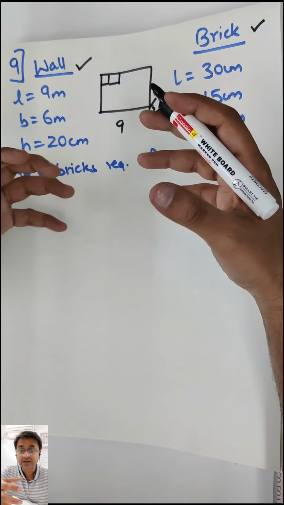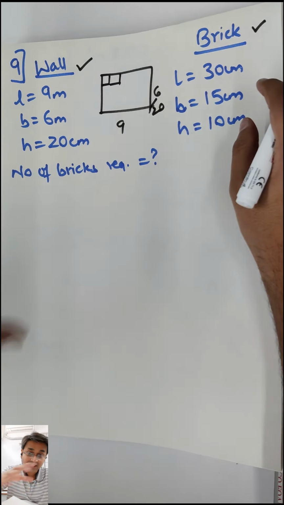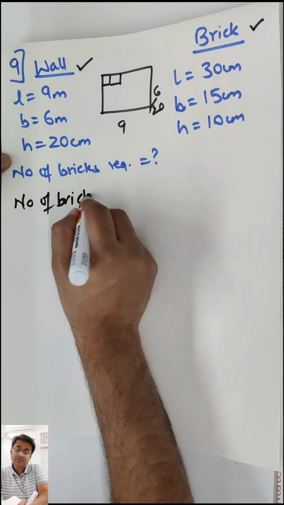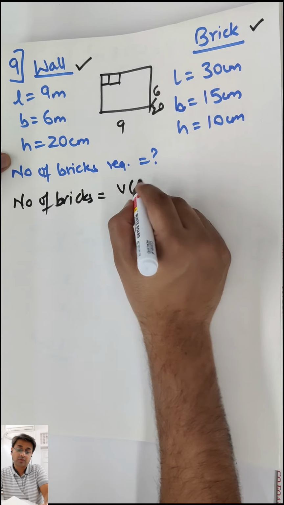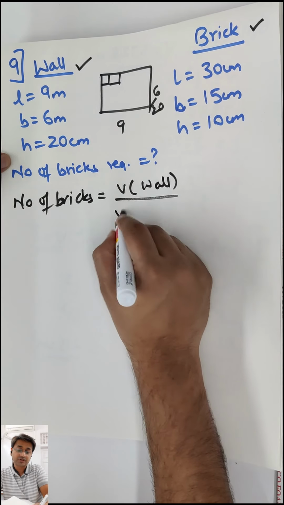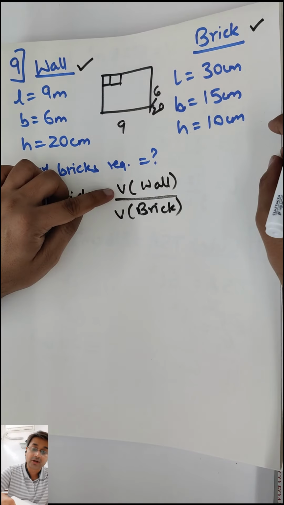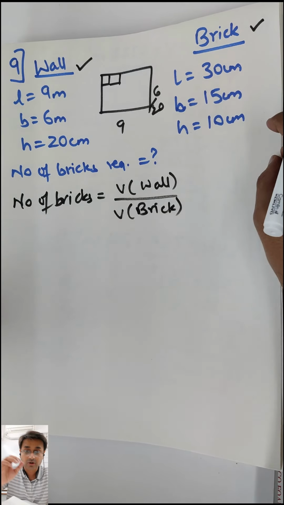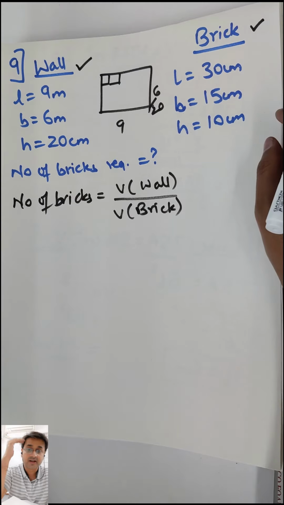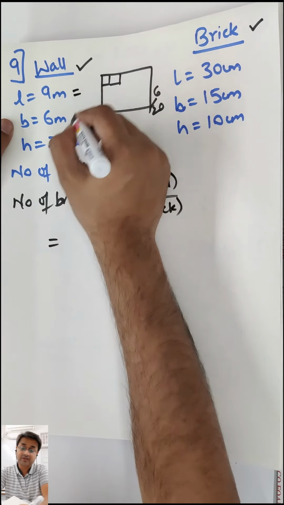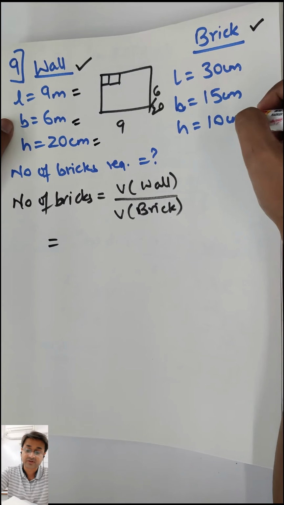So basically you are dealing with volume because you're taking the inner space. Whenever a number is asked, the number of bricks will be equal to the volume of the wall, the bigger object, upon the volume of the brick. Whenever number is asked, it is volume of bigger object upon volume of smaller object. Let's make that very clear in our head. Bigger upon smaller. Now for the volume of the wall, let's convert everything into centimeters because here everything is in centimeters.